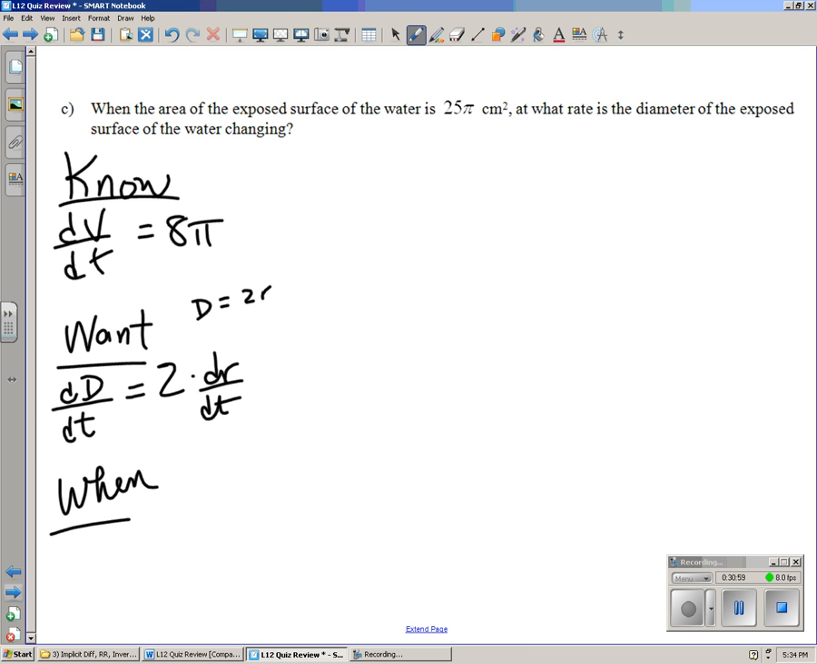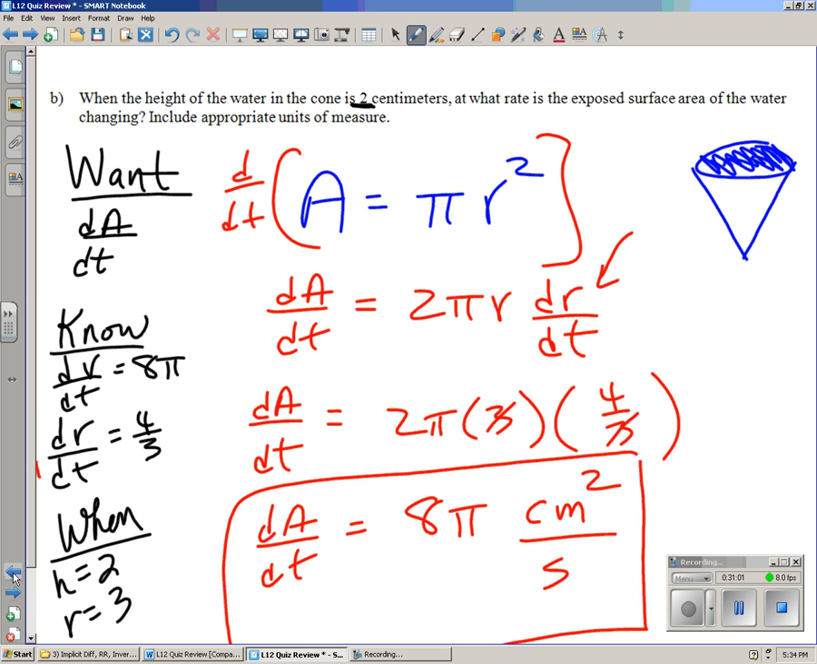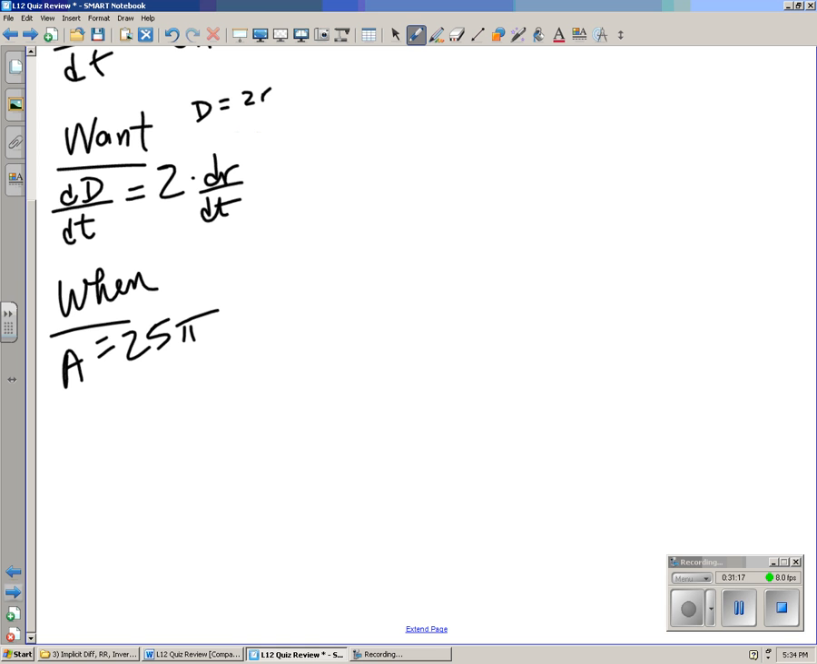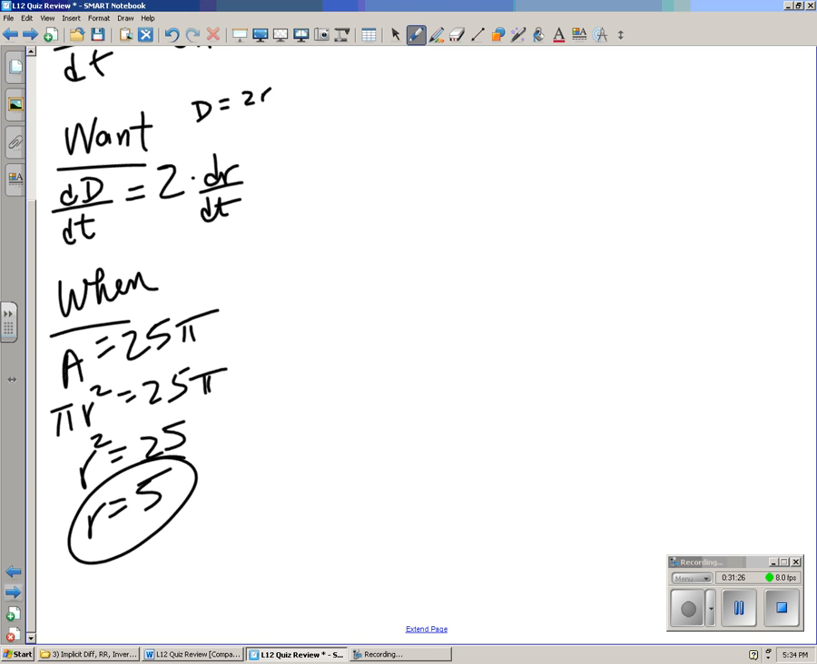Now, this rate dr over dt, 4 over 3, is only good at the previous when. So that's not going to be any good anymore. I'm not going to put that in the know column because our when has changed. The area is 25 pi. Now, if the area is 25 pi, area is pi r squared. It's a good idea to do this at the beginning right here. So r squared is 25. So the radius is 5. That's when we know this is occurring.